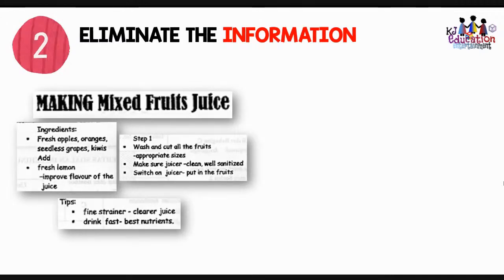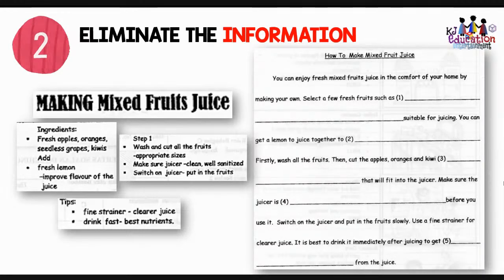Now, these are the information given, and this is your text. So we are going to do this together. Get ready. We are going to eliminate the information. If you look at the first one over here: you can enjoy fresh mixed fruit juice in the comfort of your home by making your own. This information is already here, right? So cut that off. That is how you do it. Good. Now the next one.